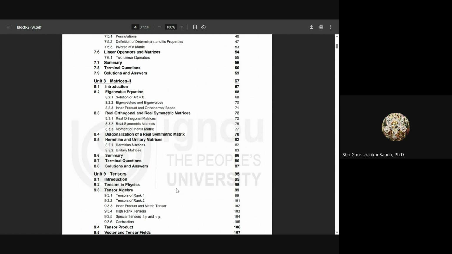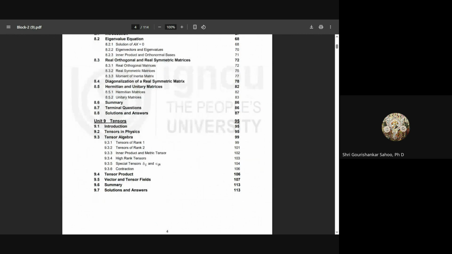Then tensor algebra, tensor of rank 1, tensor of rank 2, inner product and metric tensor, higher rank tensor, special tensors like Dirac delta function and Kronecker's delta, delta ij, Kronecker's delta, and epsilon ijk, and contraction, and tensor product, vector and tensor fields. So if you have any doubt, you can ask now.